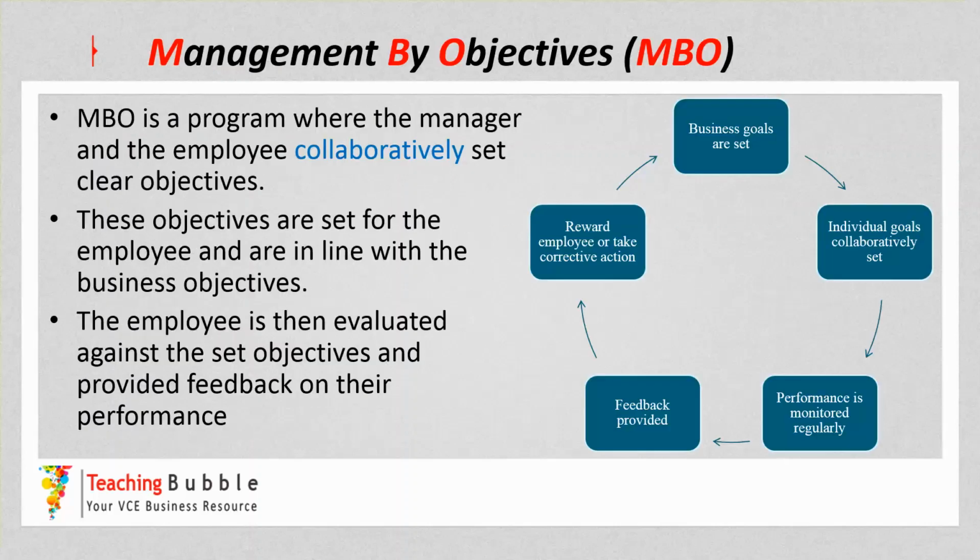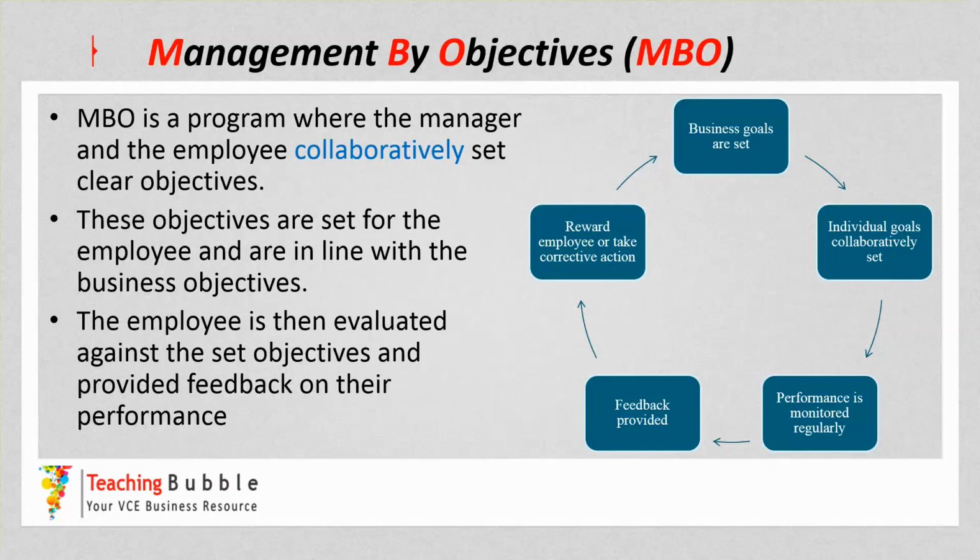The first one is called Management by Objectives, which is a program where the manager and employees collaboratively set clear objectives. Those objectives are set with the employee and are in line with the overall business objectives, and then the employee is evaluated and provided feedback on their performance against those objectives.